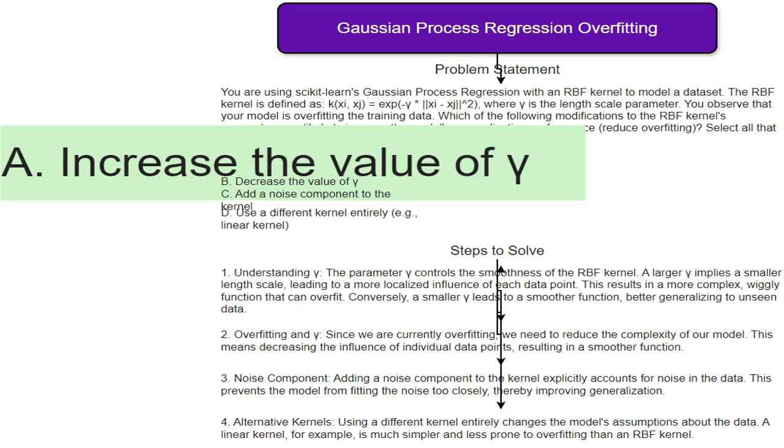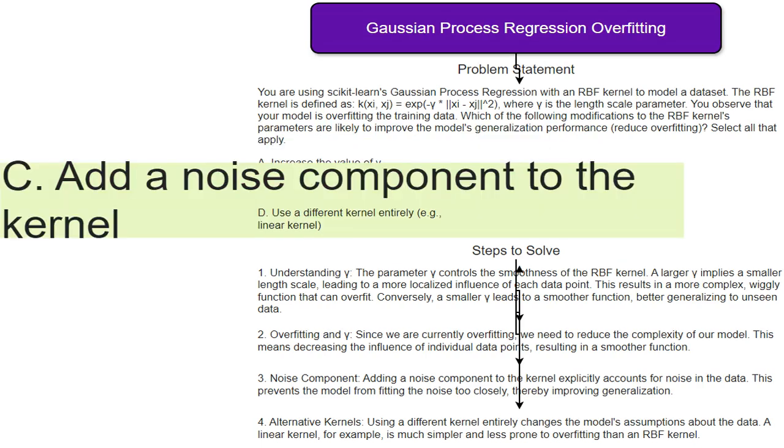This option suggests changing the parameter gamma. A smaller gamma means the model will look at bigger differences between data points. The model will be less sensitive to small changes and will create a smoother model, which usually leads to better generalization and prevents overfitting. This option proposes adding noise to the kernel. This helps to deal with noise in the training data. By explicitly accounting for noise, the model won't overfit to it, leading to better performance on new data.